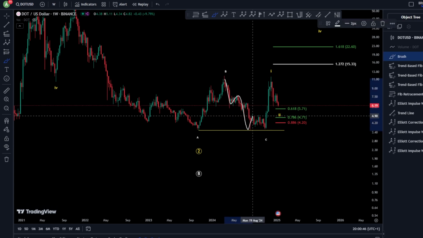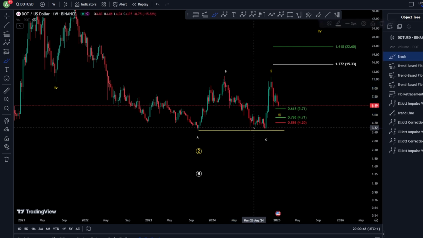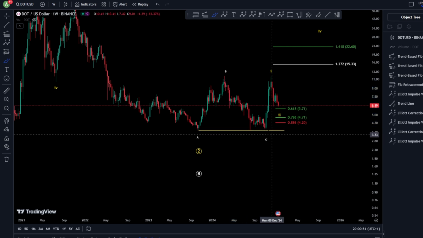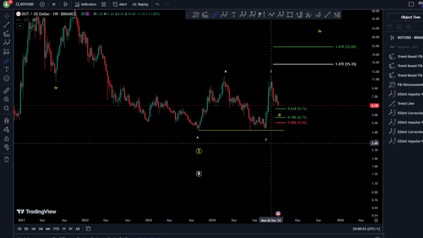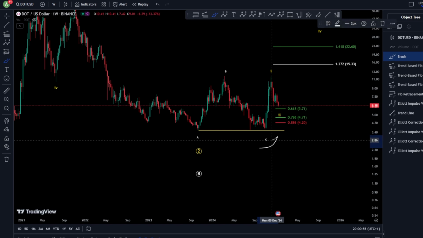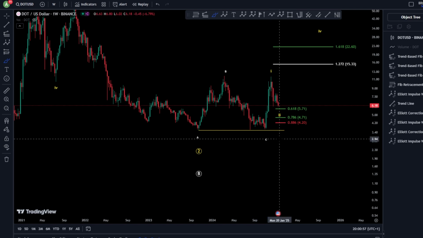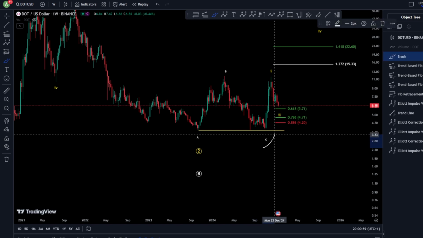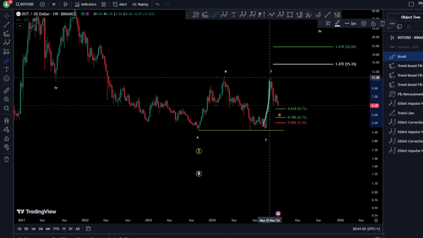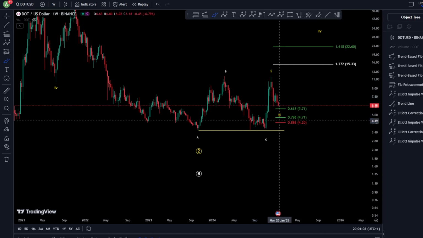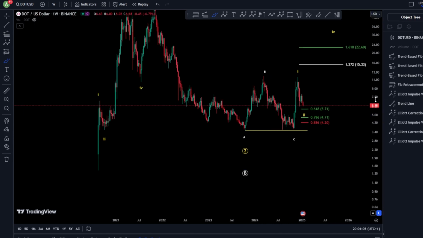1, 2, 3, 4, and a 5. Your wave 5 is shorter, of course, by a few dollars, meaning a truncation. Now, after a truncation, you would like to see a reversal. So truncation normally is a signal of a reversal. And this is exactly what we saw, a very massive move toward the upside, of course, for DOT.